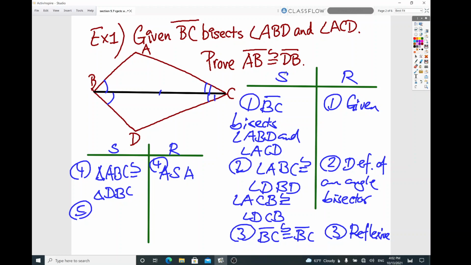In order to prove that segment AB is congruent to segment DB, we can state that by CPCTC. Since those two triangles are congruent, the corresponding segments, those two segments, are congruent using CPCTC.